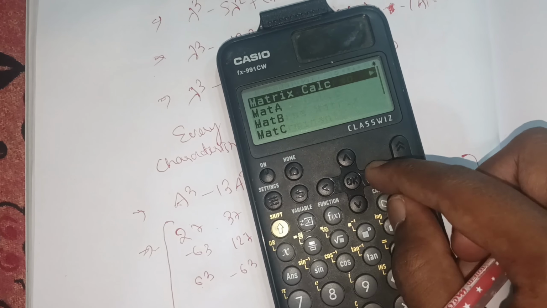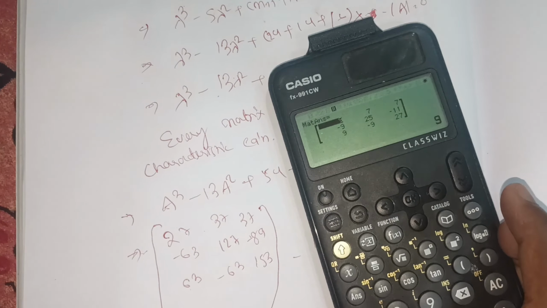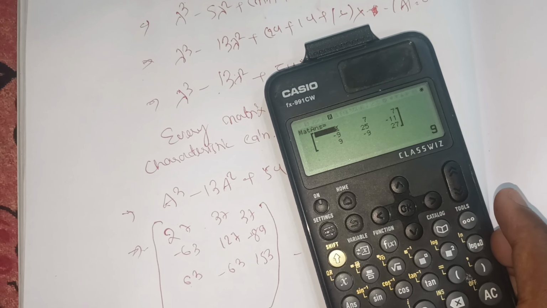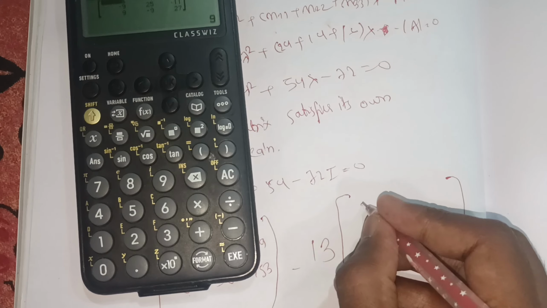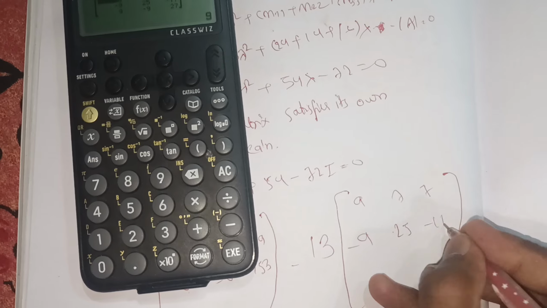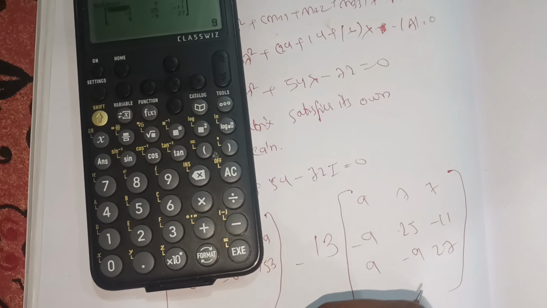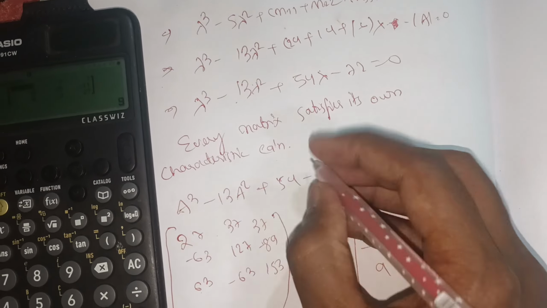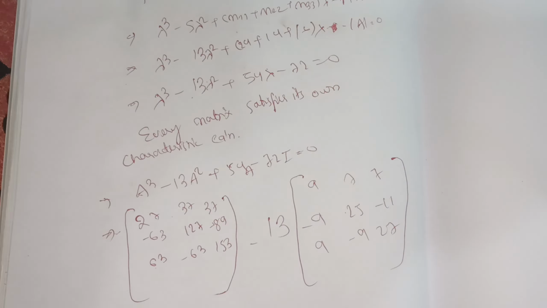Catalog, matrix, matrix calculate, first square. So here I am getting 9, 7, 7, minus 9, 25, minus 11, 9, minus 9, 27. So next is plus 54 A here. Just write 54 A here also. So I am writing it in the next page. You should write on one page only so that the examiner won't be confused.